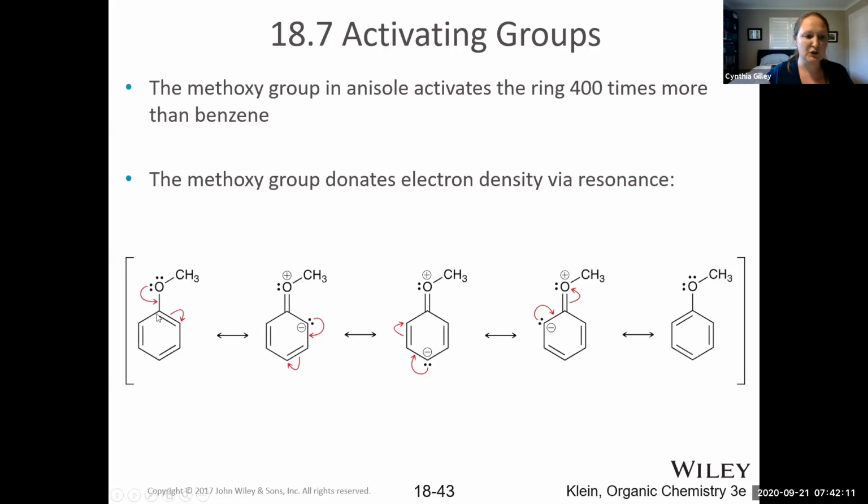So while it's withdrawing electrons through its sigma bond, right, it is donating electrons through the overlapping p orbitals known as the pi bond. So it is actually donating electron density into the ring, and you can draw all these resonance contributors which have a partial negative charge inside the ring. Notice specifically that partial negative charge is at the ortho and the para positions of the ring. So again, that's another reason why the methoxy group is an ortho-para director.